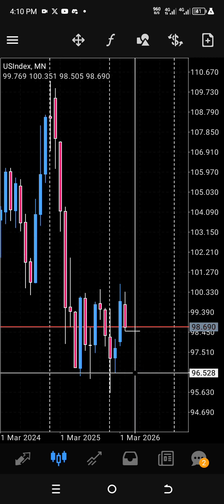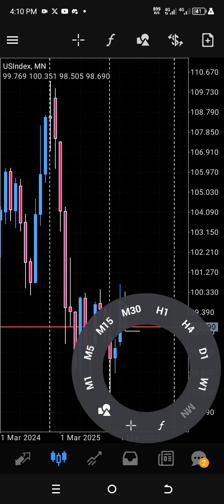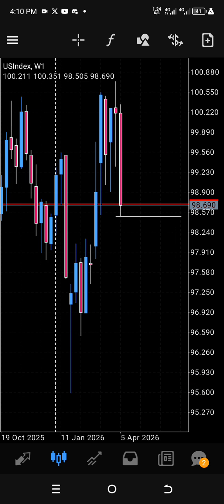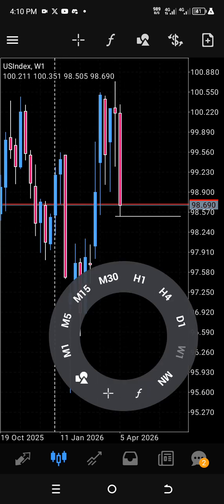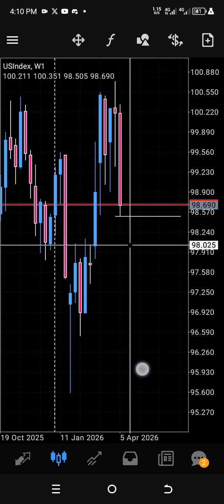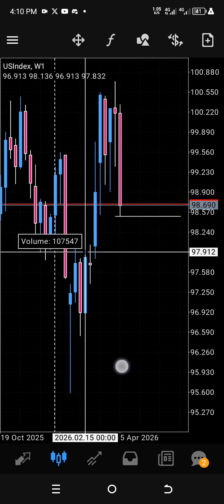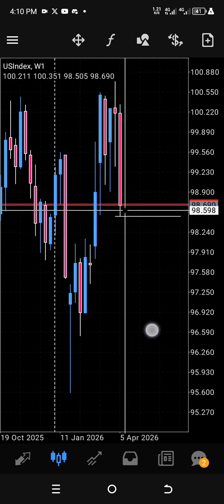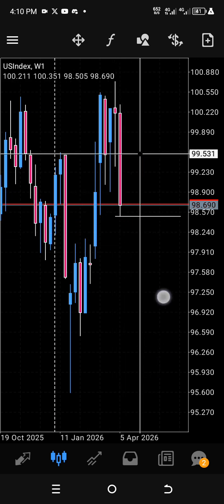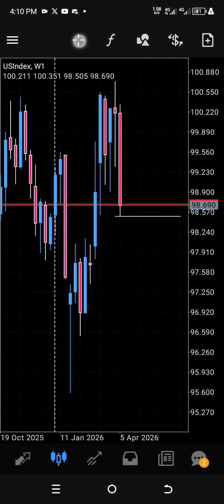So let's check the weekly time frame. I want price to push down first. There's a volume imbalance here, so I don't know how far it might go. Price should push down, take off the low, and we start looking for an entry to the upside on the weekly time frame.